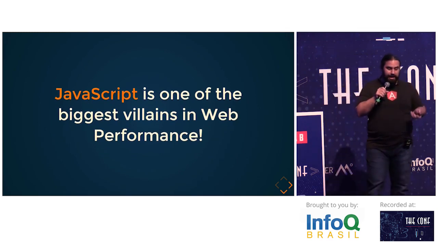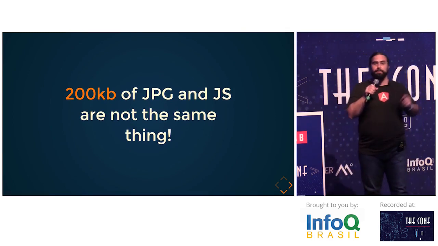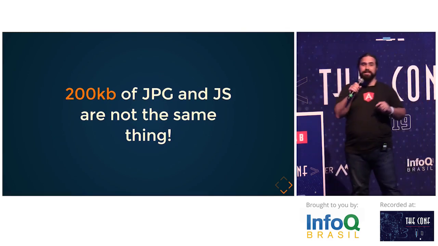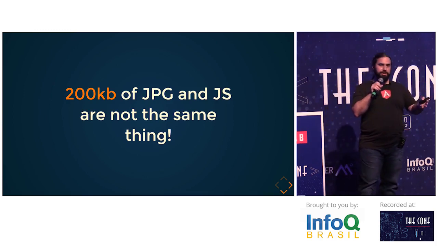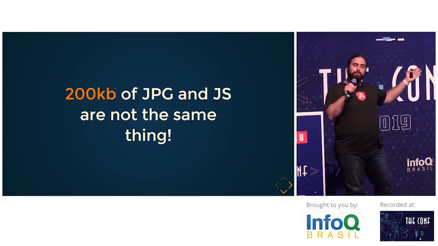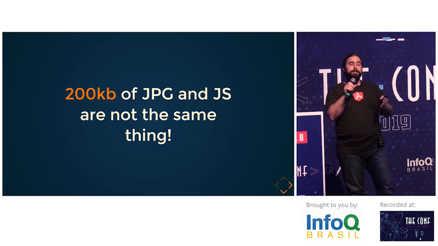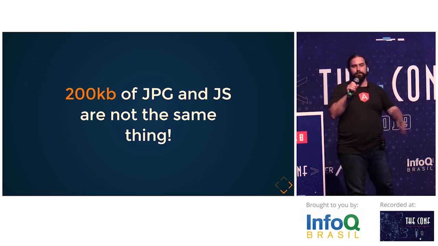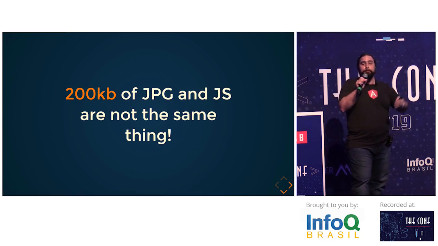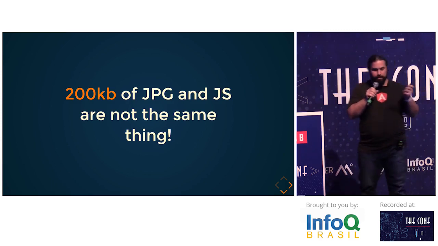And JavaScript is actually one of the biggest villains of performance. Most people don't know that 200 kilobytes of images is totally different from the same size of JavaScript. When you load an image of this size, you take just the time of downloading it, and after that, it's almost instantaneously rendered on your page. But after you download the same amount of JavaScript, it takes some time to parse it. V8 doesn't start to run it right off the download. It takes some time to compile and understand what's happening in your JavaScript. And that time is probably longer than you imagine.